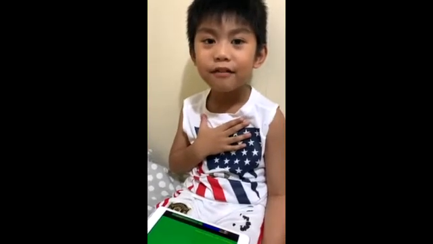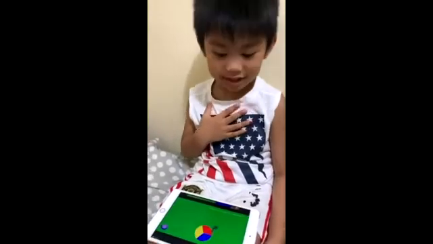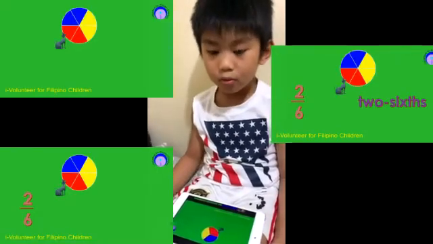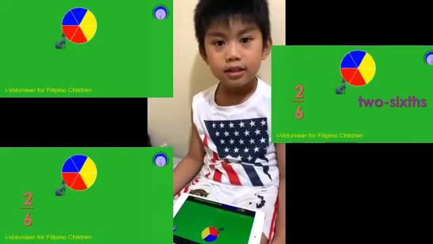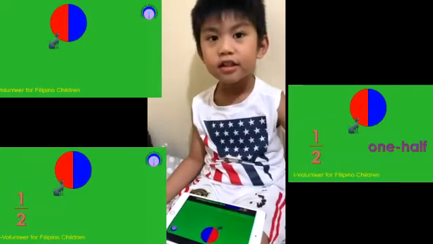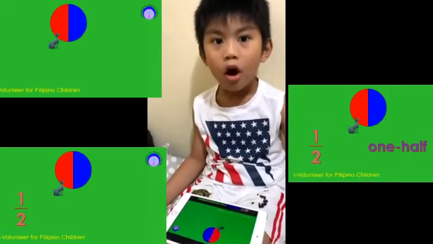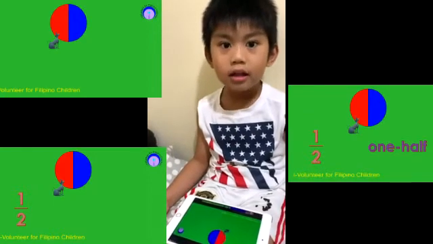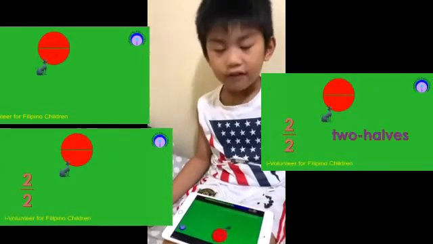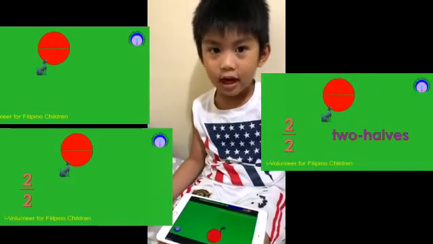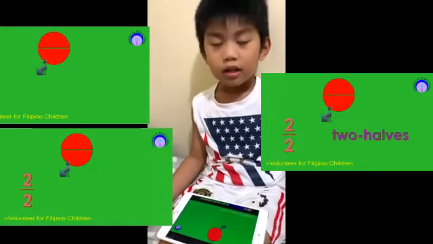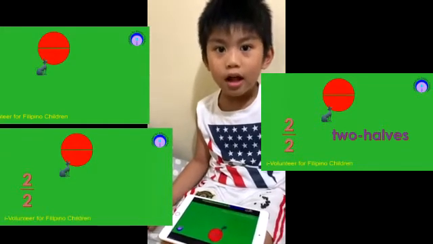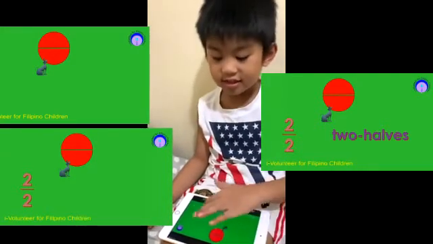Hi, my name is Arkin. I am 5 years old. Fractions. The fraction is 2/6. Two sixths. The fraction is 1/2. One half. The fraction is 2 halves. Two halves.